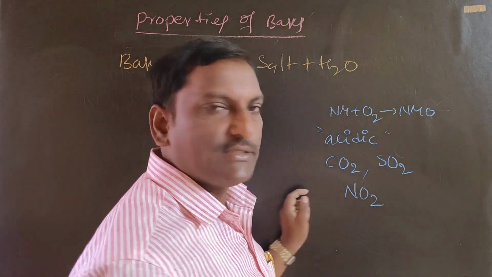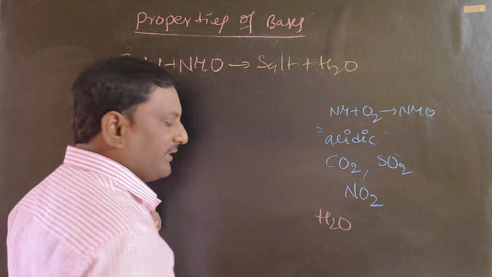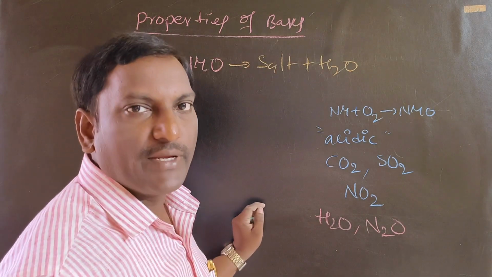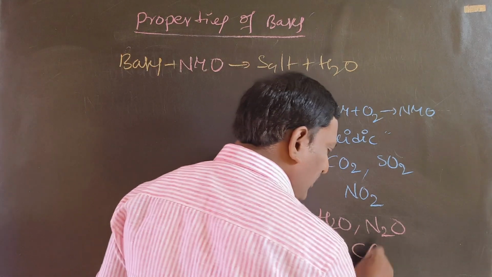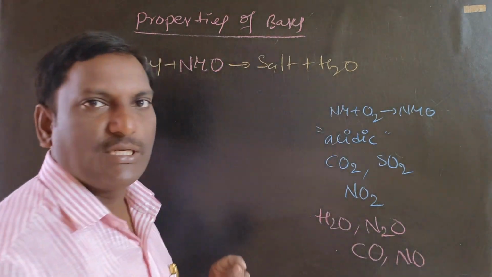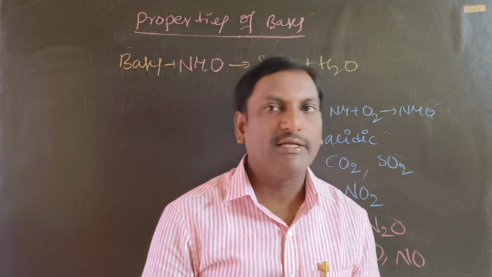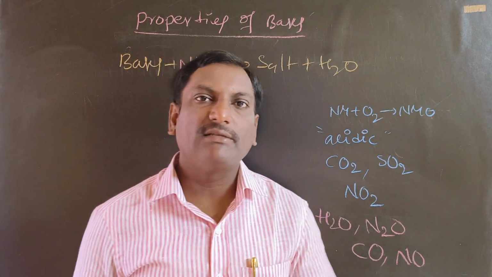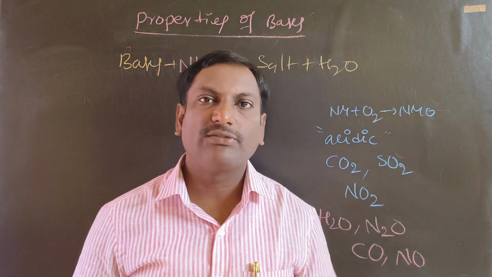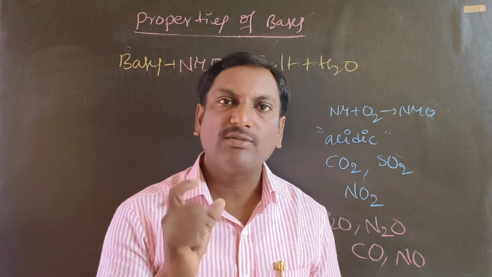But some non-metal oxides are neutral in nature. Example: water is a non-metal oxide which is neutral in nature. Nitrous oxide, laughing gas, is neutral in nature. Carbon monoxide, neutral in nature. And nitric oxide, neutral in nature. Generally, non-metal oxides are acidic in nature, but some are neutral in nature. Being acidic in nature, they are ready to react with bases. So that's why you will get salt and water.